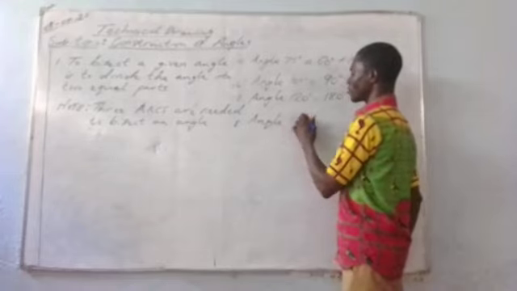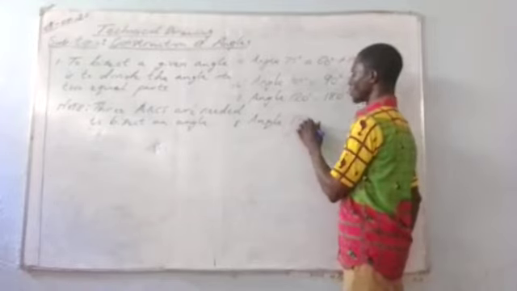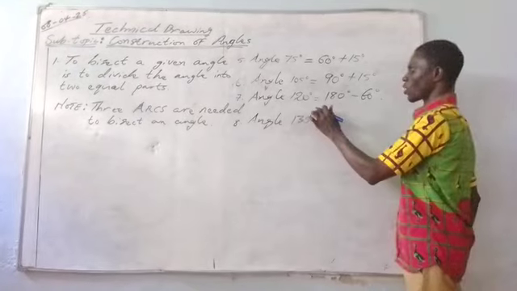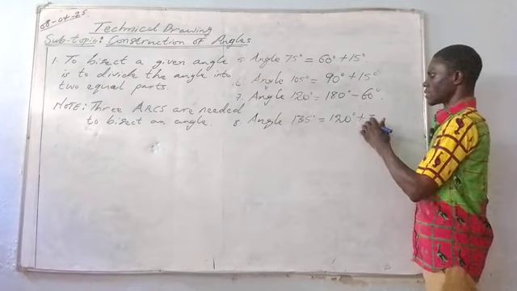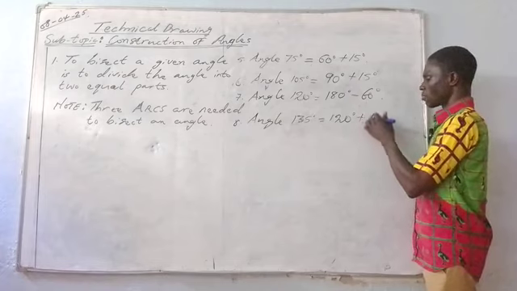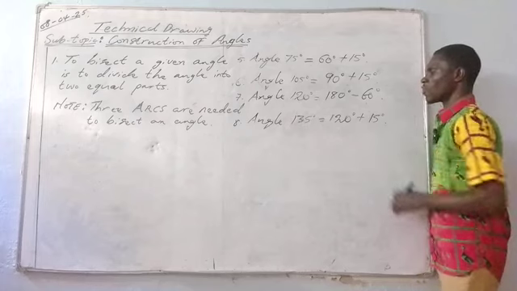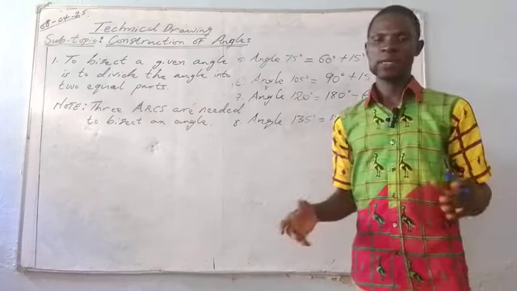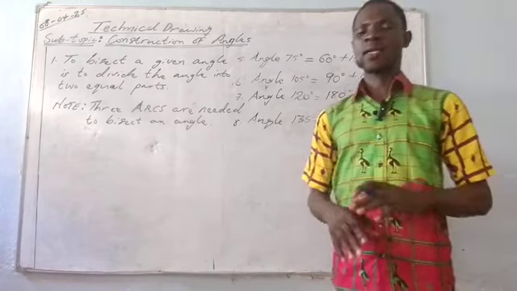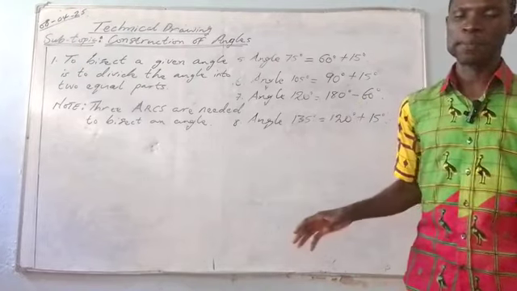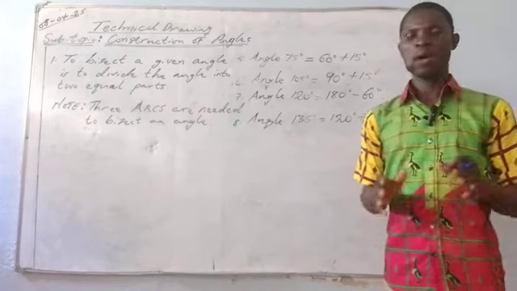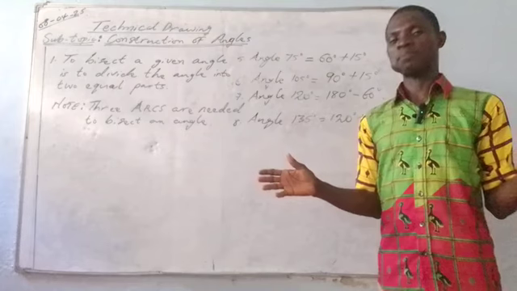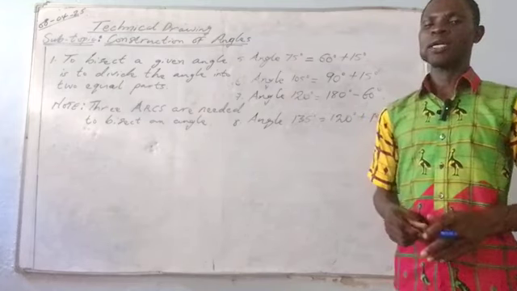Angle 135 degrees is equal to 120 degrees plus 15 degrees plus 15 degrees. This will give us angle 135 degrees. So knowing this, you can solve any problem that has to do with construction of angles if you follow my instruction. It's as simple as I've done it here. All you have to do is to practice.